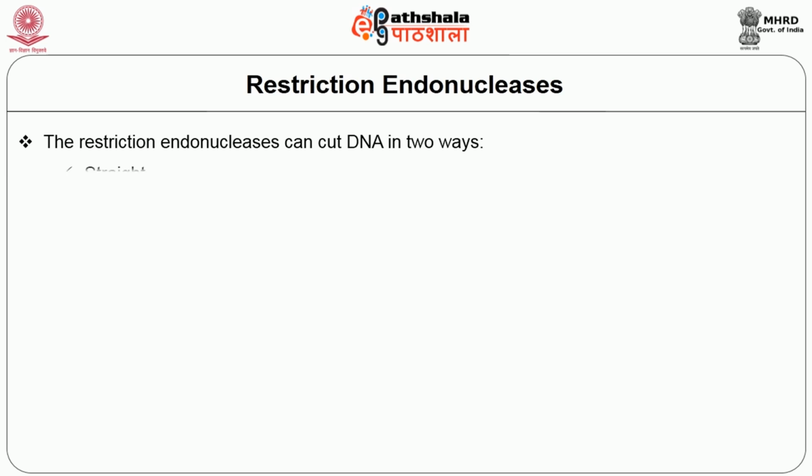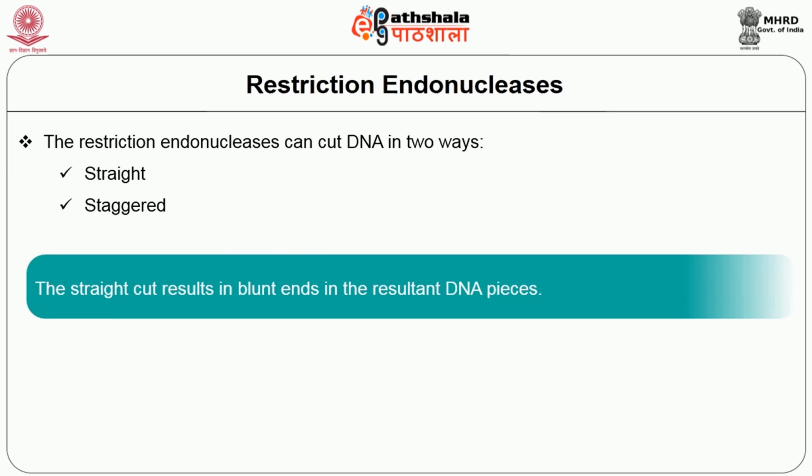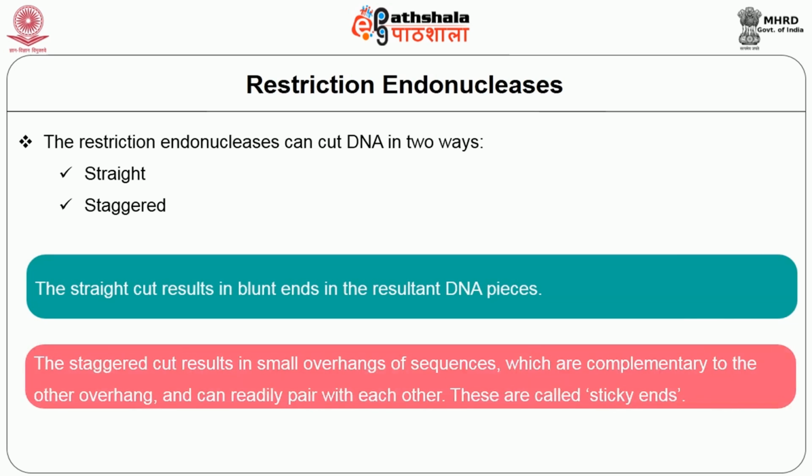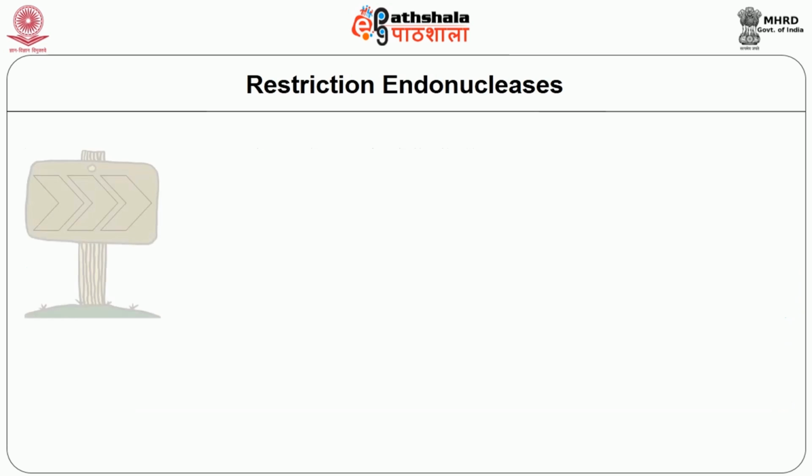One type of cut is straight and the other is staggered. The straight cut results in blunt ends in the resultant DNA pieces. The staggered cut results in small overhangs of sequences which are complementary to each other and can readily pair with each other. Therefore, they are called sticky ends.